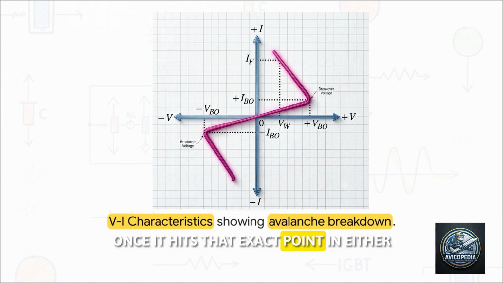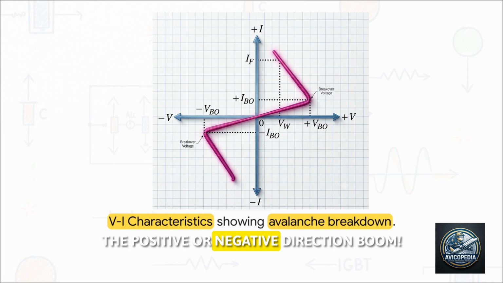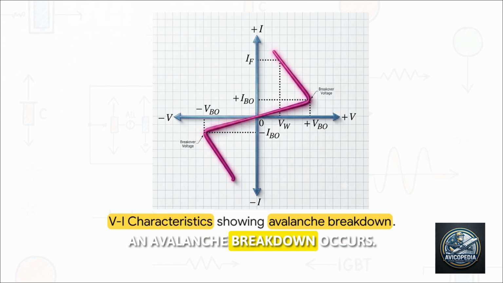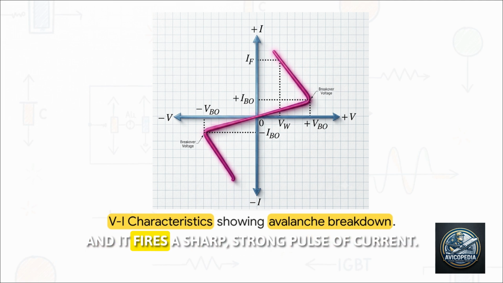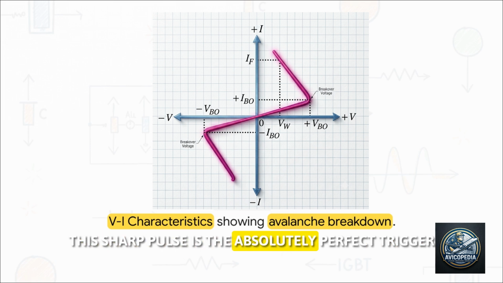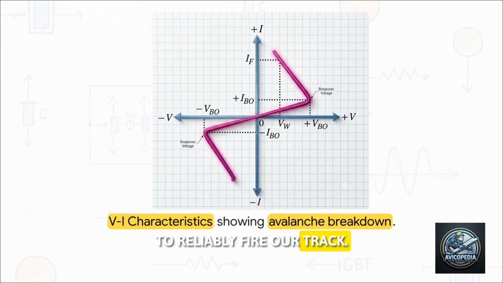Once it hits that exact point, in either the positive or negative direction, boom, an avalanche breakdown occurs. The device's resistance suddenly drops off a cliff and it fires a sharp, strong pulse of current. This sharp pulse is the absolutely perfect trigger to reliably fire our TRIAC.